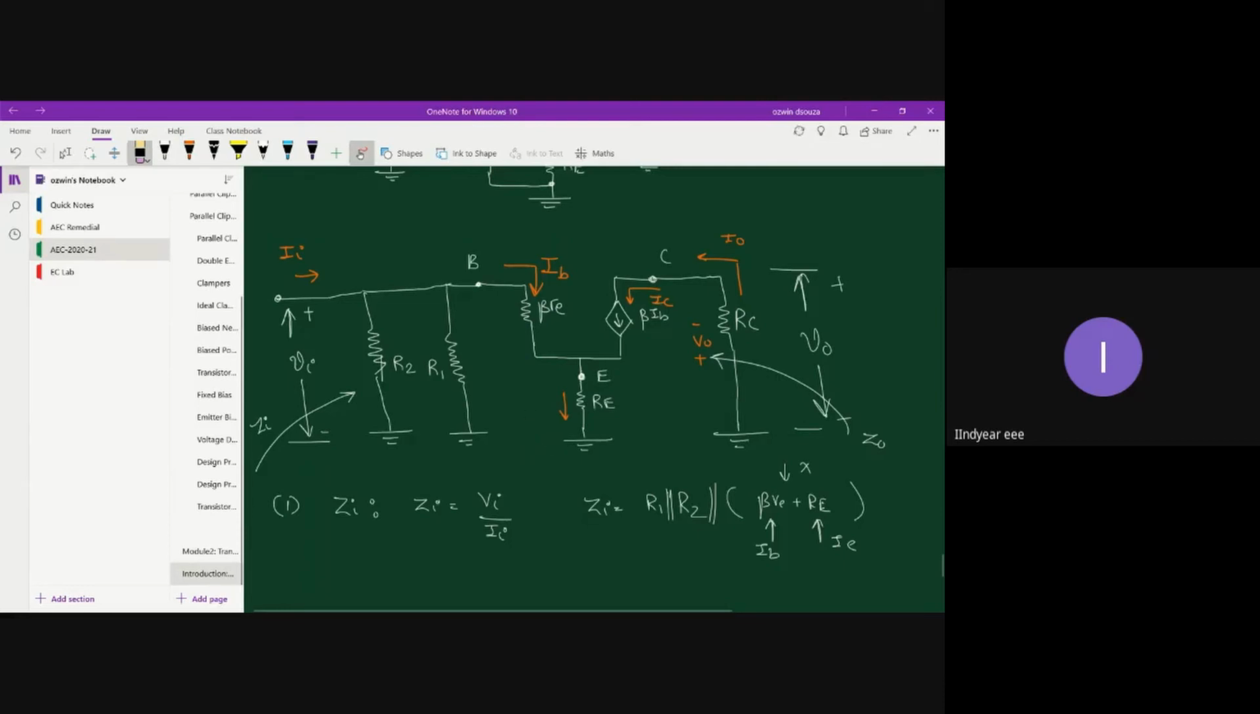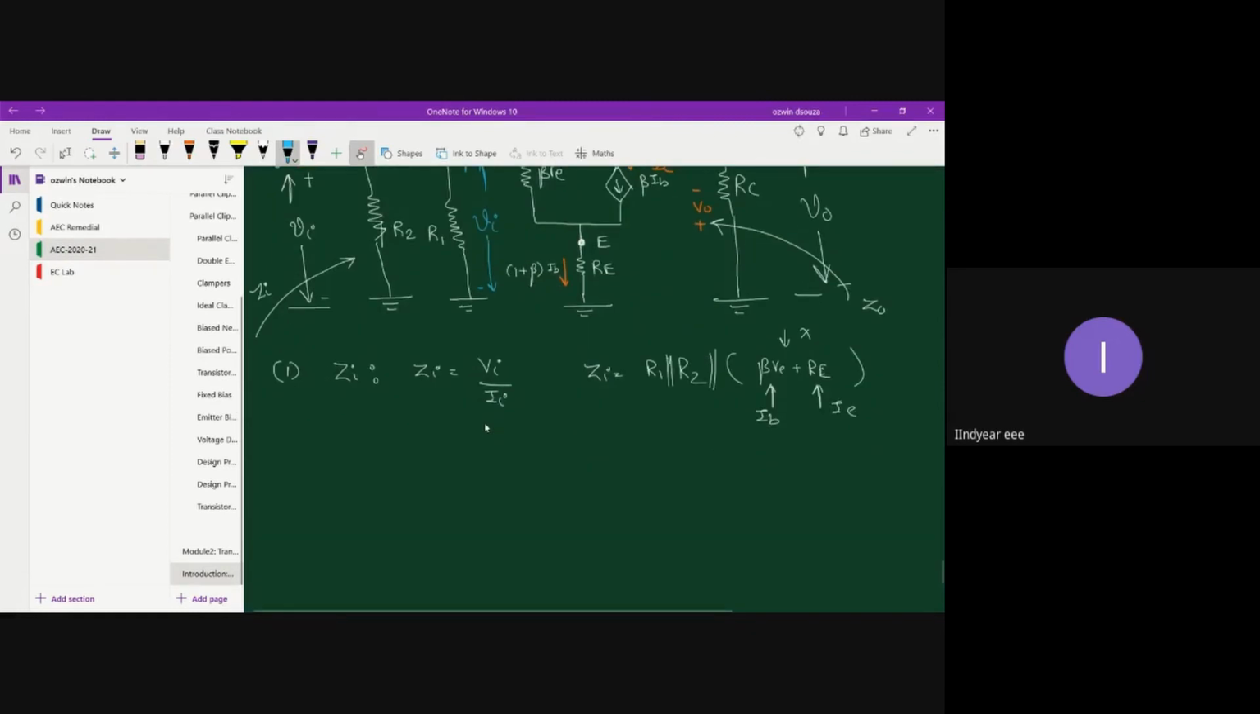So instead of emitter current, what am I going to write? I'm going to write current through RE as (1 plus beta) times IB. And let me also mark the input voltage across base and ground. Across base and ground, let me keep this as plus, and this as minus.